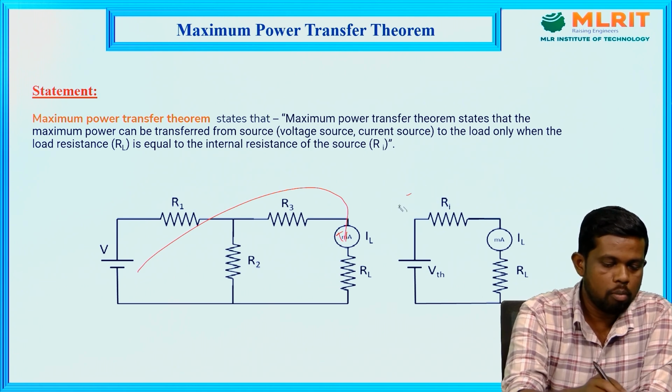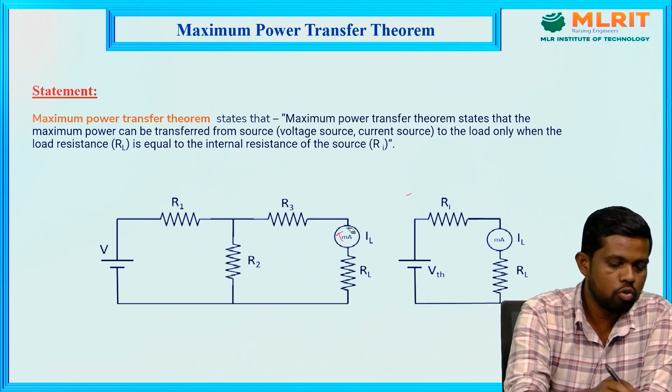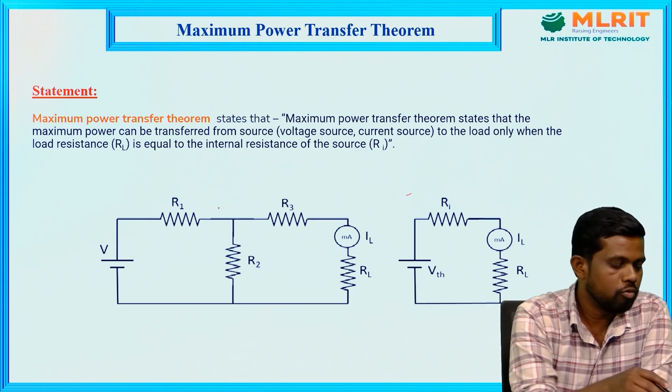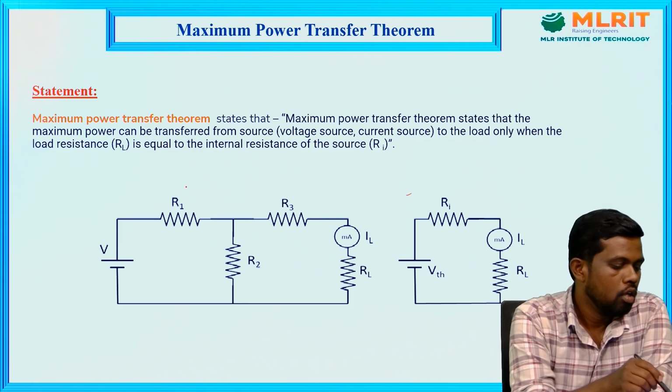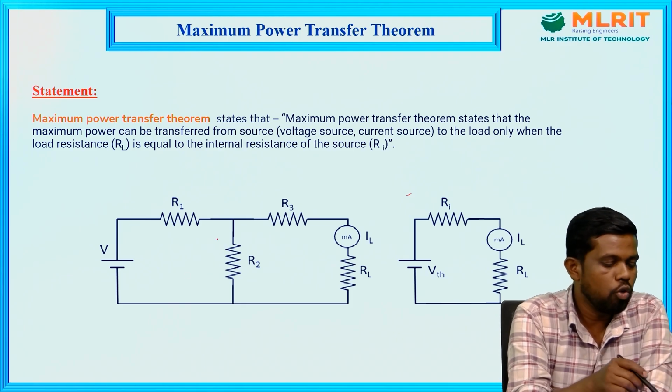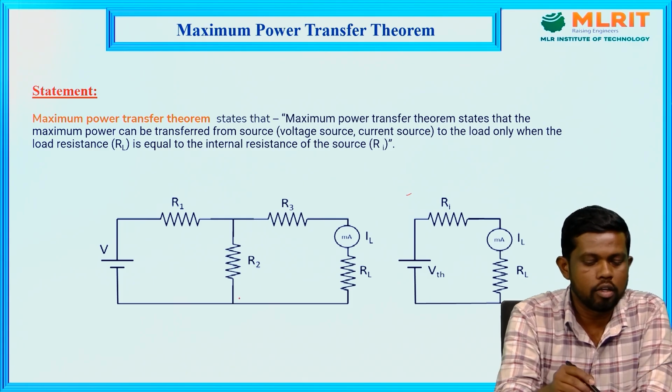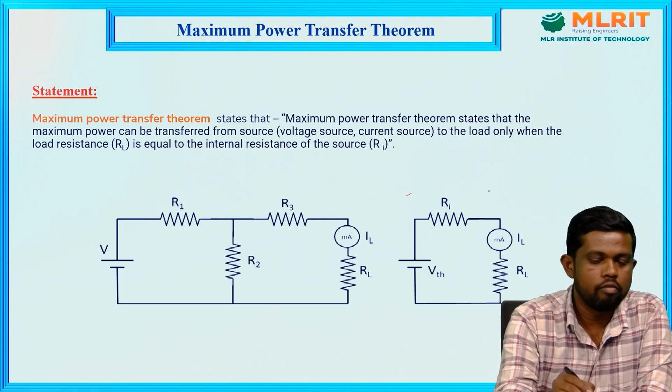Before applying the maximum power transfer theorem, for any circuit we need to determine the Thevenin's equivalent. Let us take this example. This circuit has different kinds of resistors. We need to reduce the whole network into the Thevenin's equivalent. That means we need to find out the VTH.